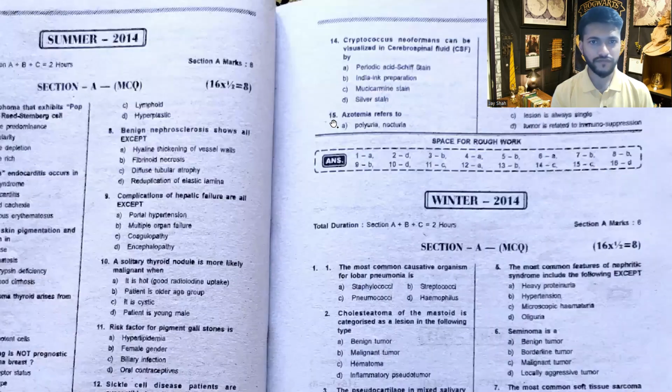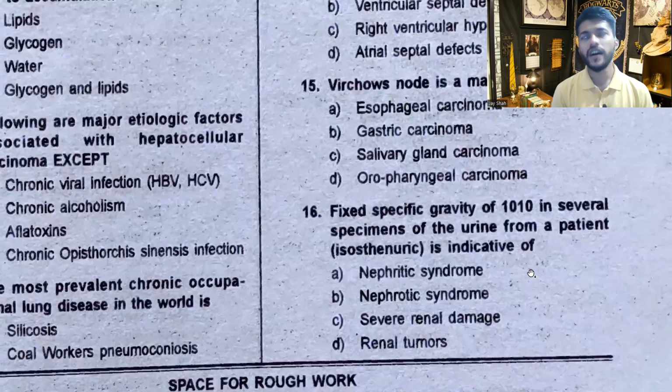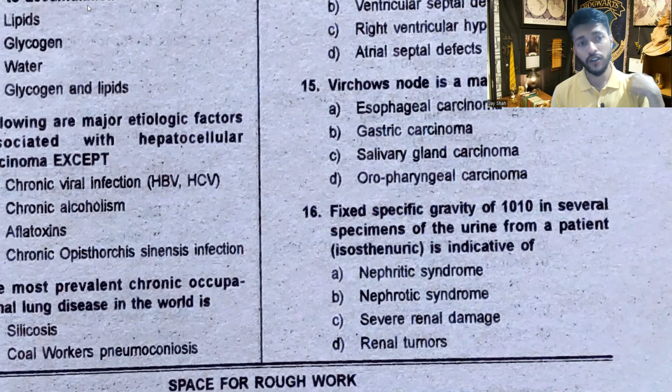Now we only have one paper left, if I'm not wrong. Two papers left. Right. So specific gravity or isosthenuria, again, it's a medicine level question. It is generally seen in severe renal damage. When you have tubular necrosis and chronic kidney disease, you'll have isosthenuria. Your specific gravity won't change, which means your urine won't be concentrated. That is indicative of severe renal damage, which is C. Virchow's node is an enlarged or malignant supraclavicular lymph node. Left supraclavicular lymph node is Virchow's node. Generally, it is because of gastric carcinoma from the stomach.